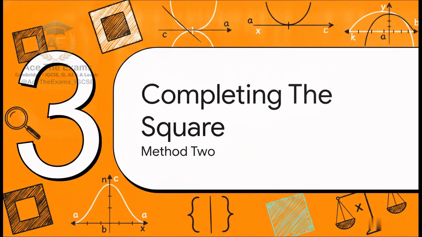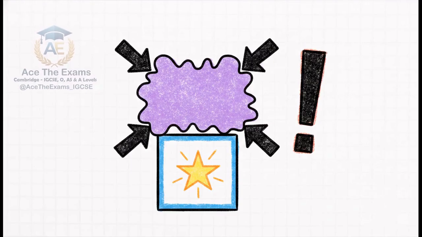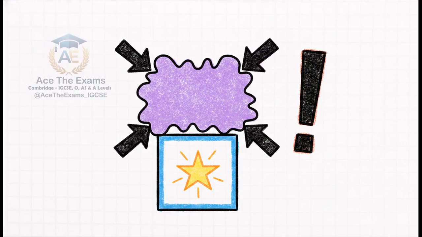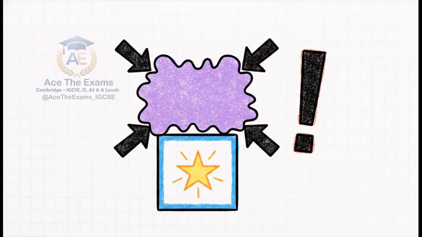Section 3. Method 2. Completing the square. Sometimes factorizing just isn't possible, which brings us to our second structural tool. When you can't easily find two integers that multiply and add perfectly, you don't panic. You simply pivot to this method.